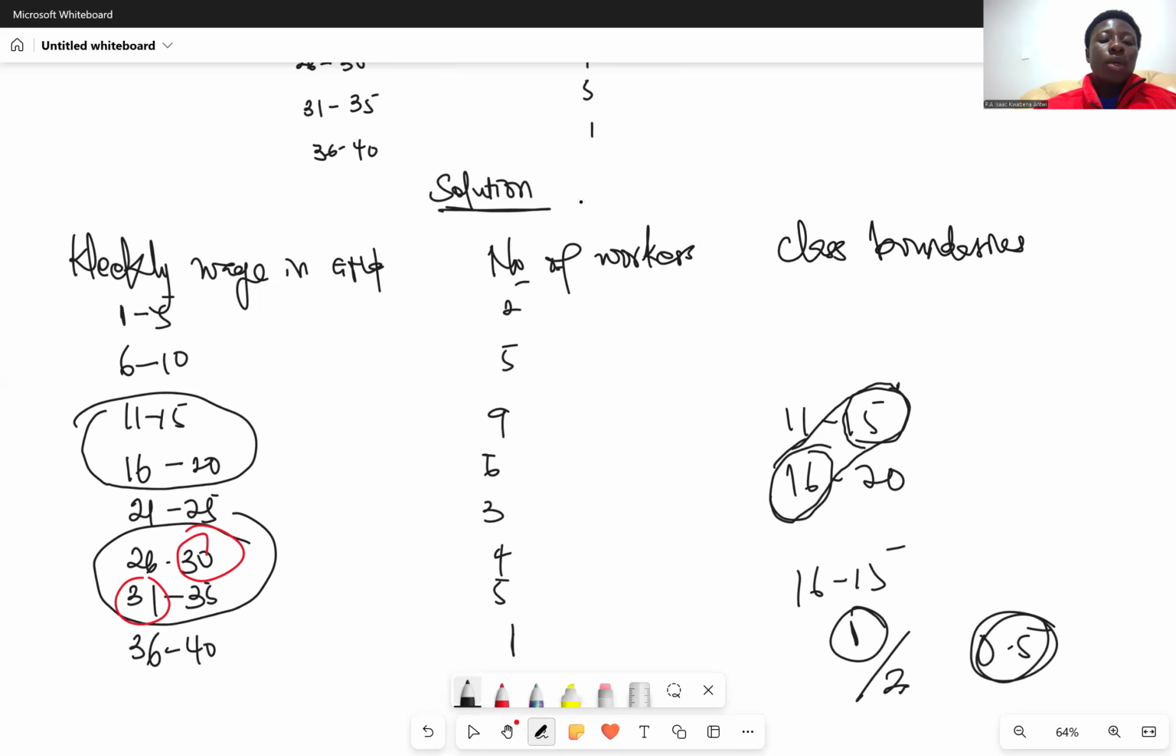So what we do is, if you pick the first one, 1, you subtract 0.5 from it. 1 minus 0.5 is 0.5. So we are making a range. Then when you pick the next one, you add. So if it's 5, add 0.5 to it, that's 5.5. All the time you subtract from the lower class limit, we add to the upper class limit. So 6 minus 0.5, what's that? I think it's 5.5. Then you have 10 plus 0.5, that's 10.5.